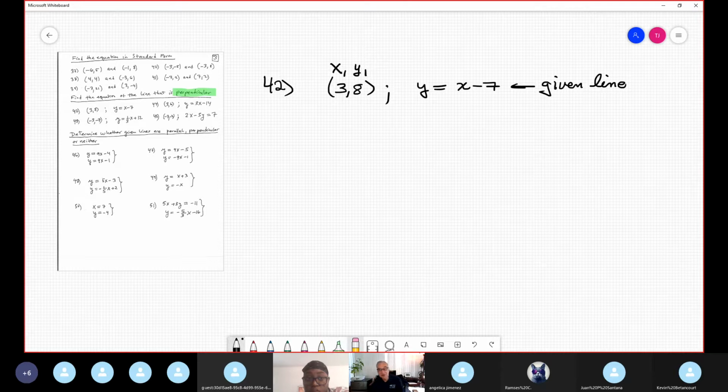Okay, step number one is to determine the slope of the given line. But this is super easy because it's 1. The slope of the given line is 1. How do you know that? Because this is an invisible coefficient. Remember, y equals mx plus b. So I ask you, who is m? m is 1 because it's an invisible multiplier. And who is b? Well, b is -7. But I don't care about b now. I care about m. It's 1.